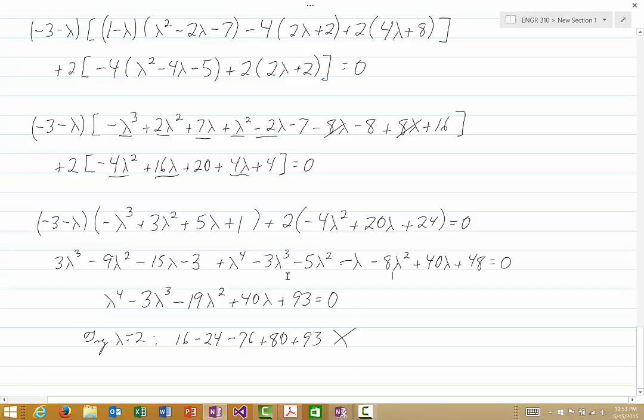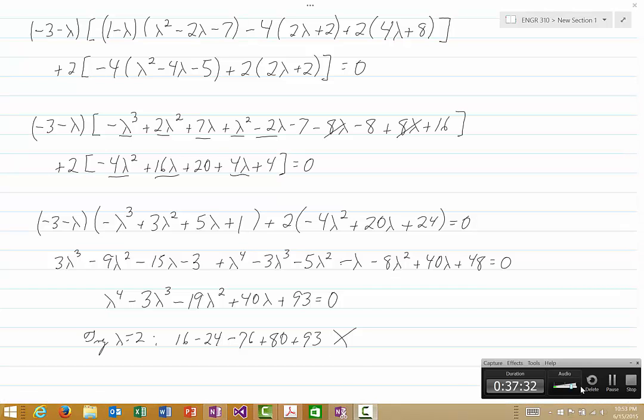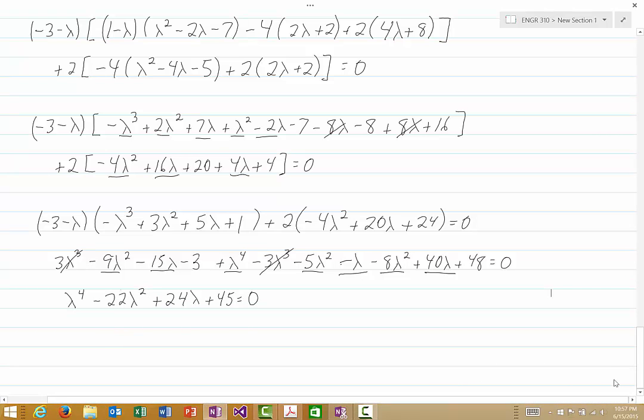And I'll stop at this point one more time, make sure this is correct, because we're just about done. So now I believe we have this all straight. Indeed, everything here that we calculated just a moment ago is correct. And then if you multiply all this out, you get these terms here. And notice that the 3 lambda cubed and the negative 3 lambda cubed will cancel.